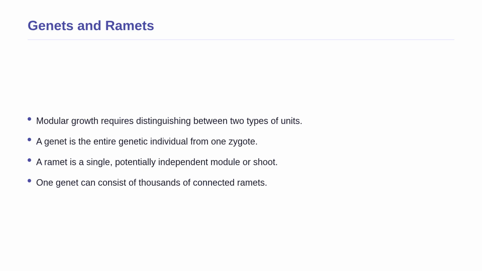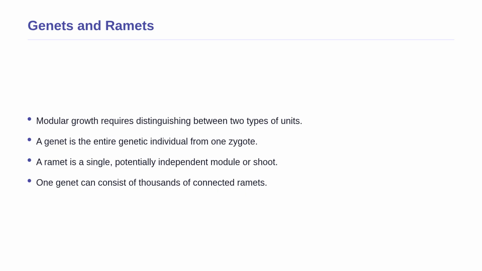Because modular organisms grow by copying themselves, we must introduce 2 critical terms to avoid confusion: genets and ramets. We must carefully distinguish between a genet, which is the entire genetic individual originating from one single zygote, and a ramet, which is a single, potentially independent module or shoot of that genet. Think of the genet as the genetic parent, and the ramets as the physical clones it produces.